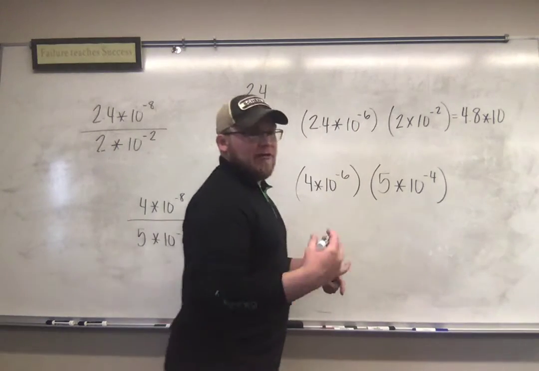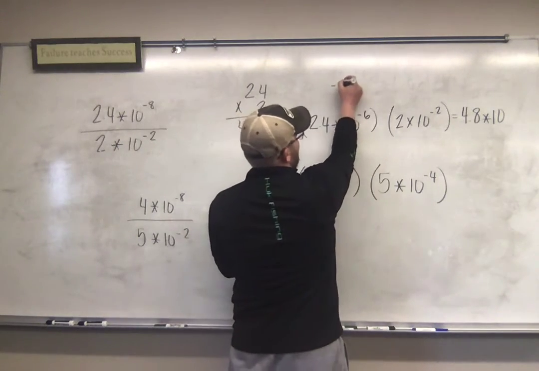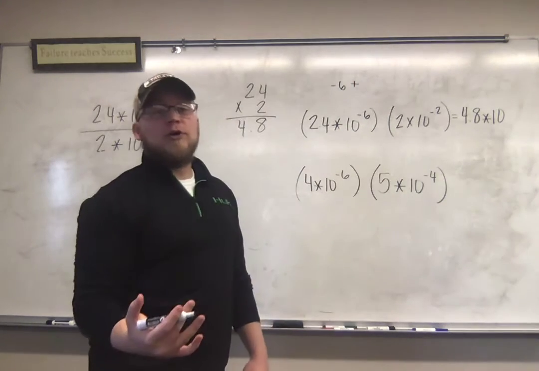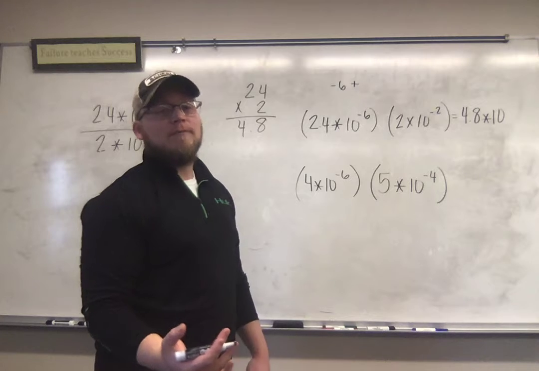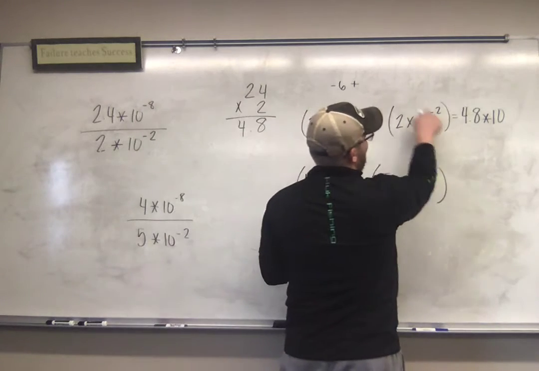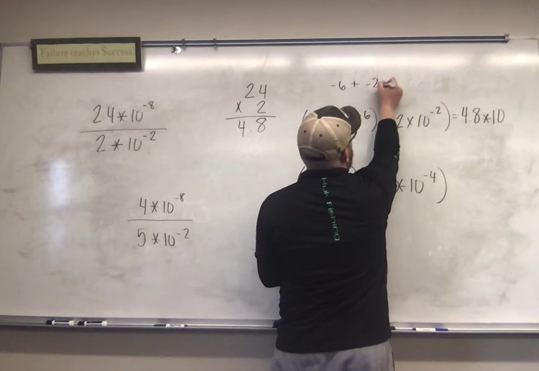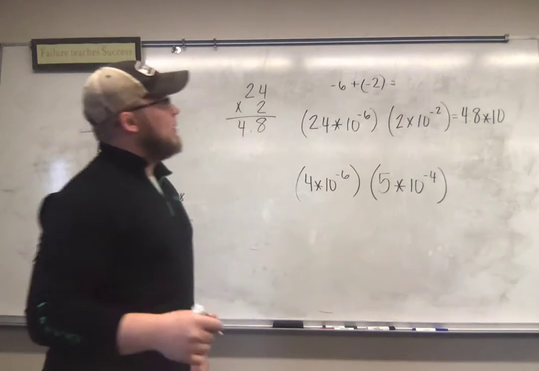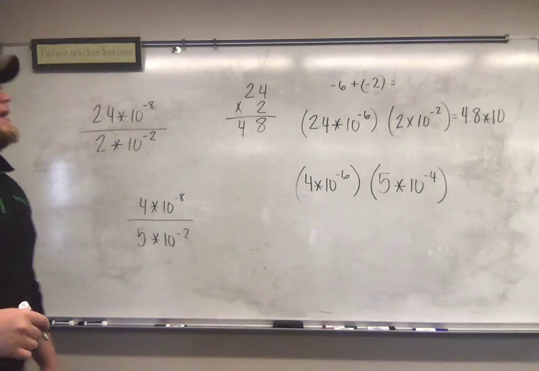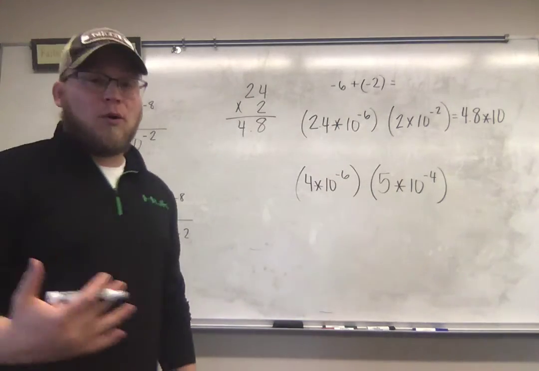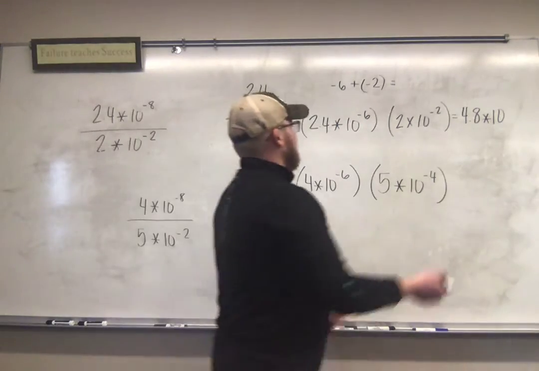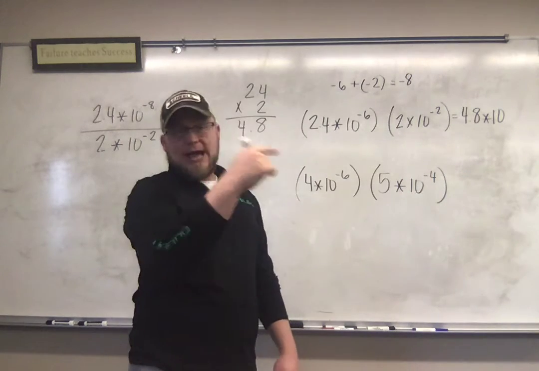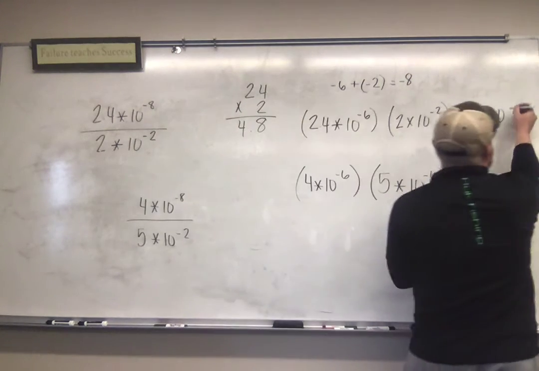So I'll show you this example. What you're going to figure out that you should be doing is -6 plus, because that's what you do when you multiply exponents, you add them. Okay, -6 plus -2. We need to see what that equals. So basically we're starting at -6 and we're losing 2 more, which is going to put us at -8. And -8 is going to be the exponent for our answer.